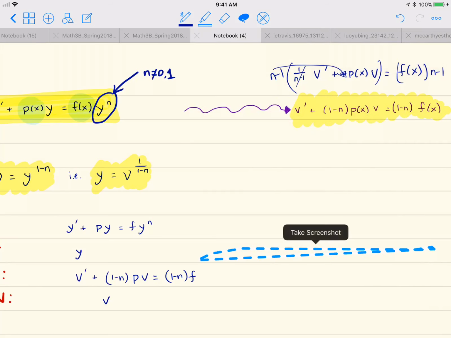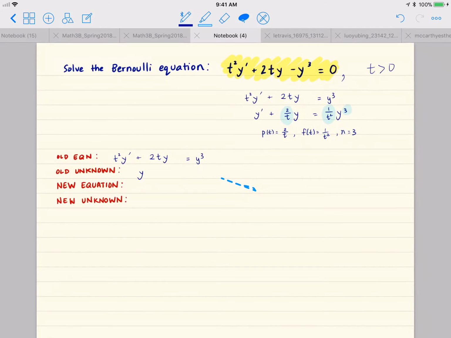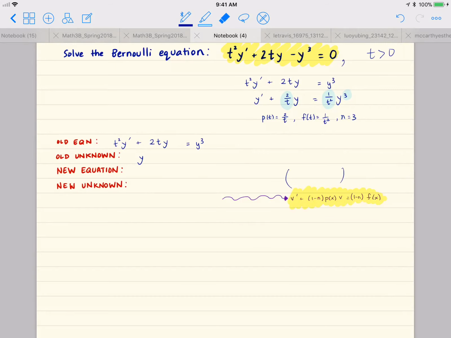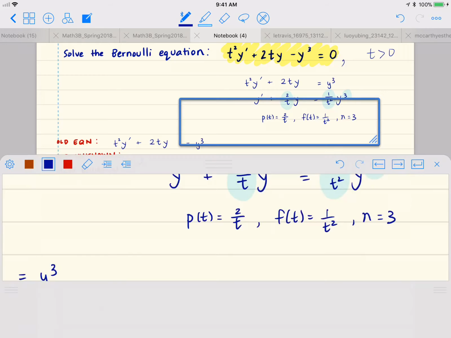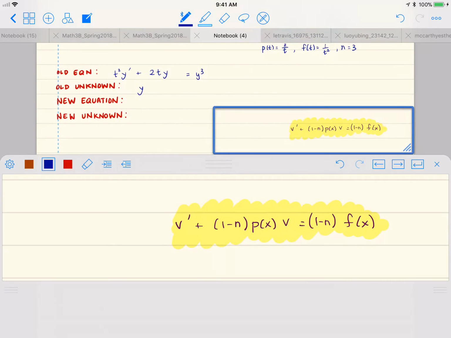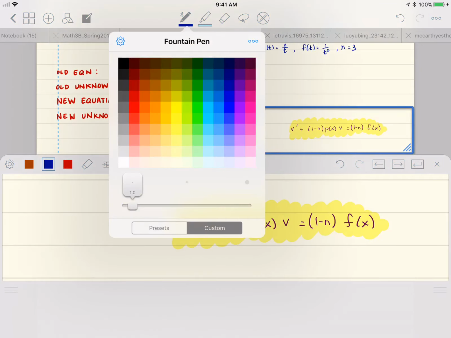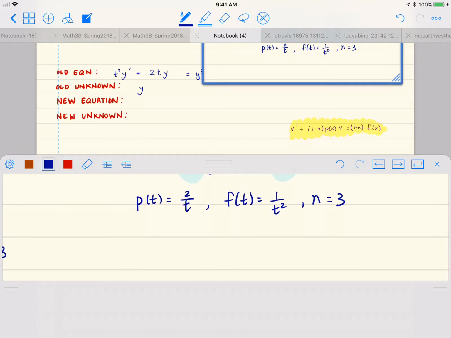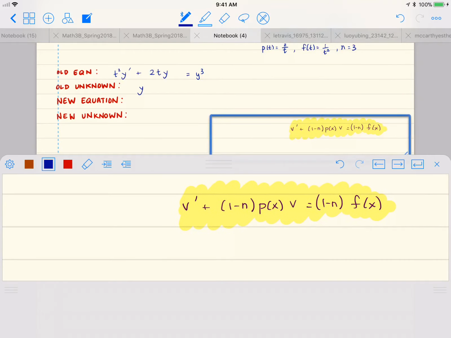Copy. So I'm going to use that formula over here. Paste. Okay, it's got a lot of extra stuff, I can just erase that. So this is going to be my new equation. I just literally need to look at this and replace. Remember up here we said n is equal to 3. So I can go ahead and put that in.